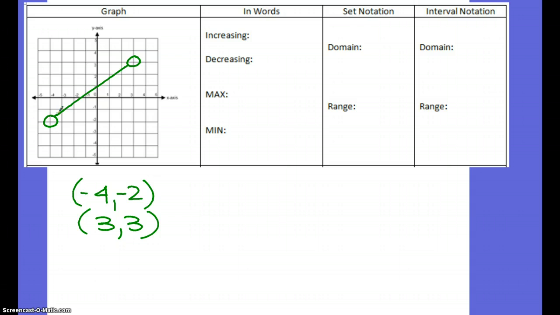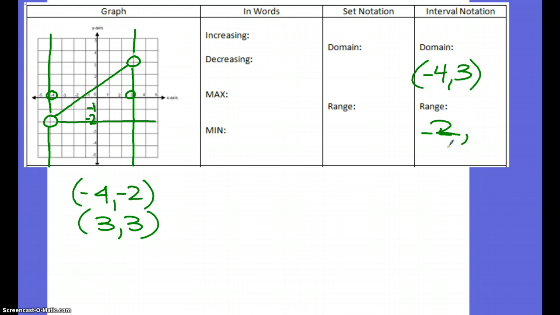So domain and range. Again, we're going to come across from the left, and we're going to go to the biggest number on the right. So in this case, we've got a -4 and a 3. So -4, 3. And they're both open circles, so I'm going to put parentheses around both. Range, you come from the bottom. The first number we come to is -2, down 2, -2, comma, the top number is a 3. And those are both open, so keep them open.